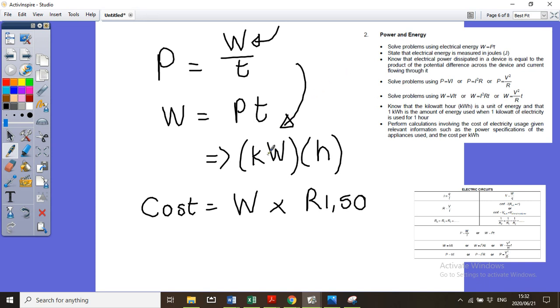You need to convert your energy into kilowatt hours. So whatever power was given to you in watts, you need to convert it into kilowatts. Whatever time was given to you, days or months or seconds, you need to convert it into hours. And then once you've got your kilowatt hours, you just times it by the cost, and that will give you your price that you have to pay for your electricity. And that's it for electricity.